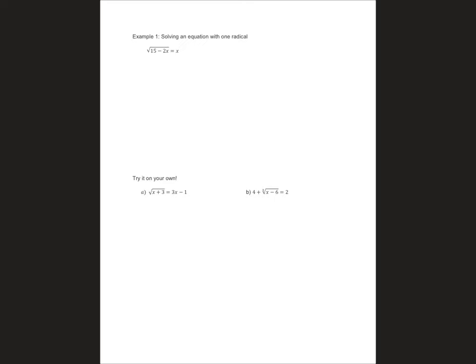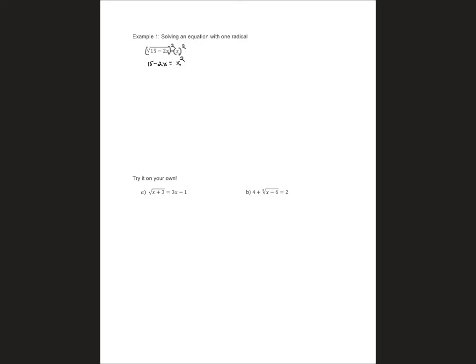Let's begin by looking at example 1, solving an equation that contains only one radical. Square root of 15 minus 2x equals x. Notice that the radical is isolated. To get rid of that radical, I'm going to go ahead and square both sides. And when I do that, I get 15 minus 2x equals x squared.